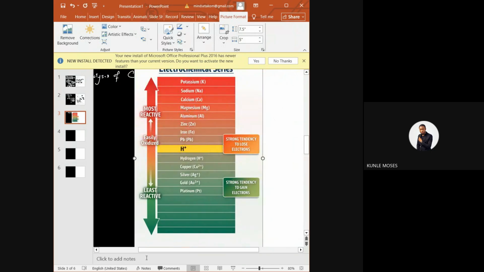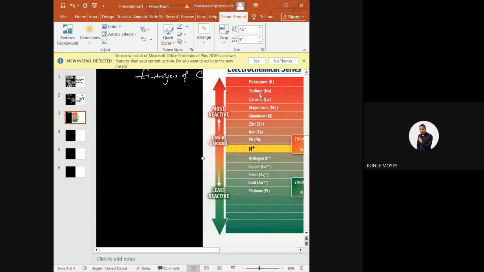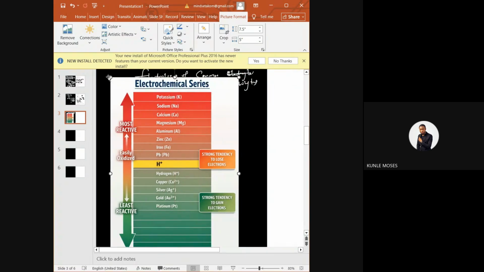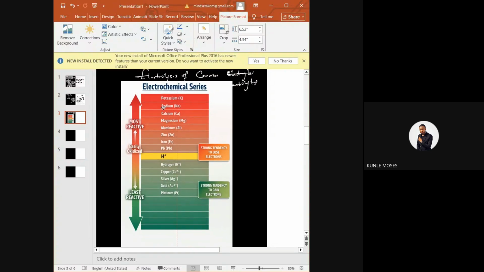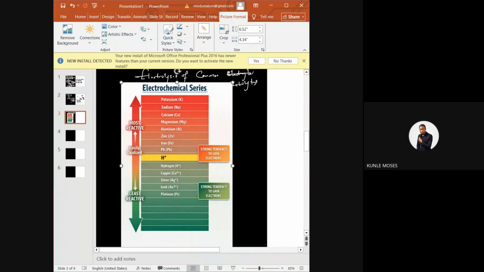So look at this reactivity series here. I want you to study this. There are cases when you will have more than one anion, or more than one cation. So the question will be: which one will be discharged? Which one will you be giving preference to?